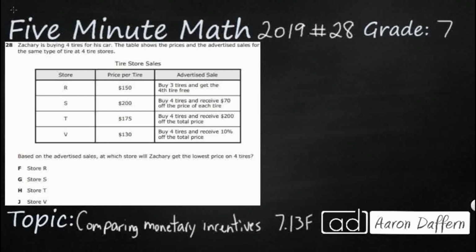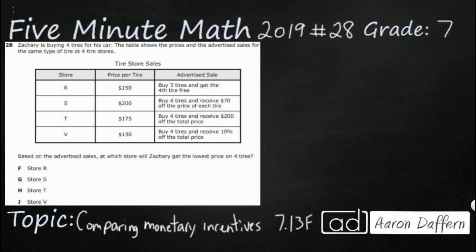Today we are looking at the 7th grade concept of comparing monetary incentives. This is standard 7.13F in the great state of Texas, and we are using item number 28 off the 2019 released STAAR test. If you have not done so already, please go ahead and take a moment to pause the video, work this problem out on your own, unpause it, and we will look at our answers together.